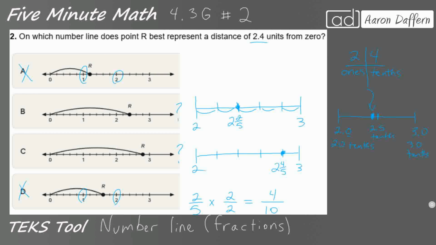So really what I did is I wanted to cut each of these fifths in half. And if we did that, you notice that my dots did not shift at all. I'm just making each of my fifths into two equal pieces. And now I can see this is 2 and 4 tenths, or we could write that as a decimal, 2.4. So this problem had just a slightly extra challenge because they broke it up into fifths rather than tenths. But we'll see that 2 and 2 fifths is the same as 2 and 4 tenths. My answer is B.